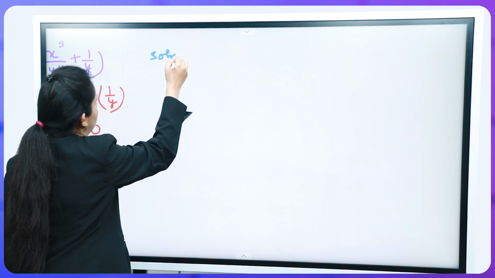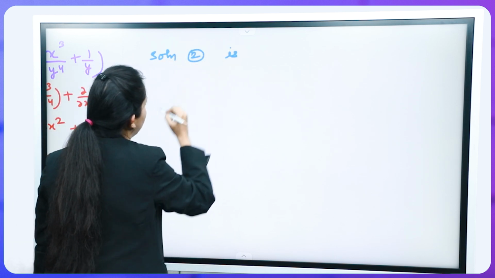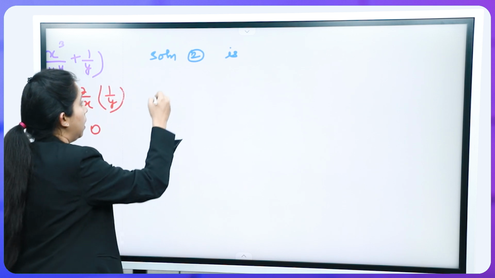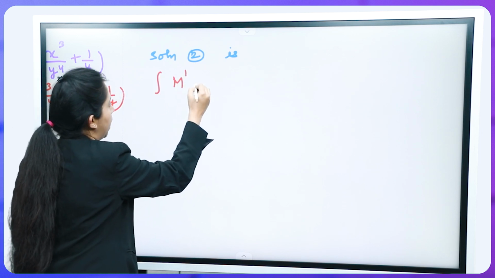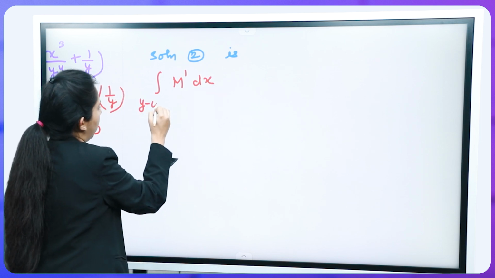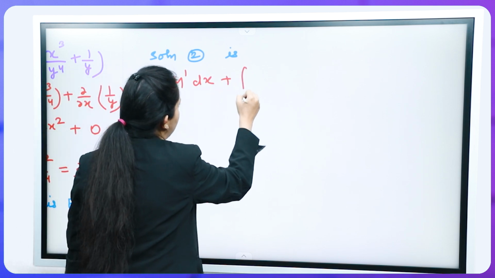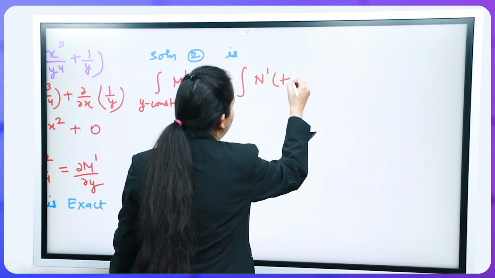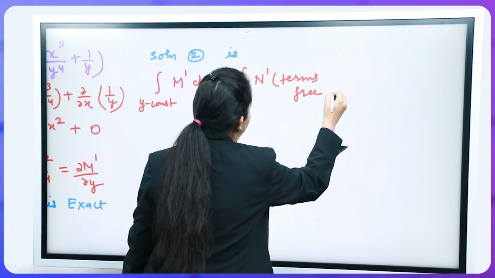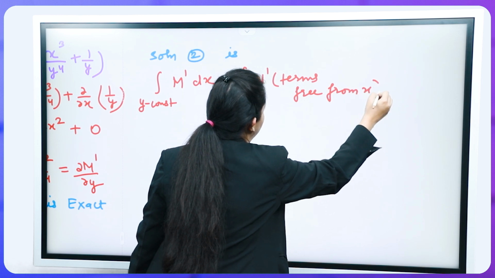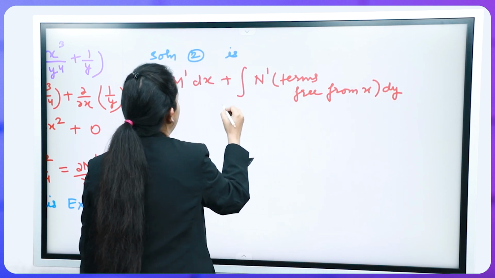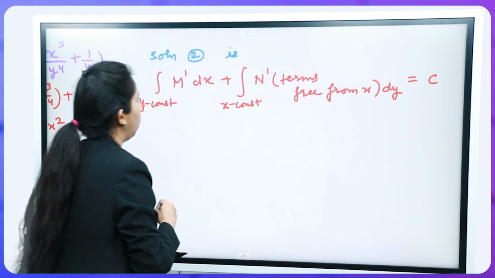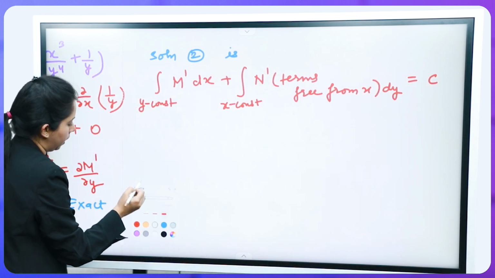So, the solution of equation number 2 is, now we have a formula for this that we have already discussed in the previous lecture, that is, integration of m dash dx treating y constant, plus integration of n dash, where we will consider only those terms which are free from x, dy, treating x as constant, is equal to c.